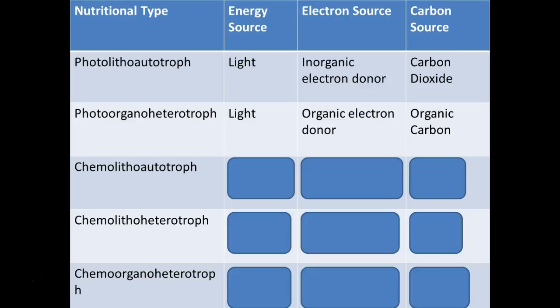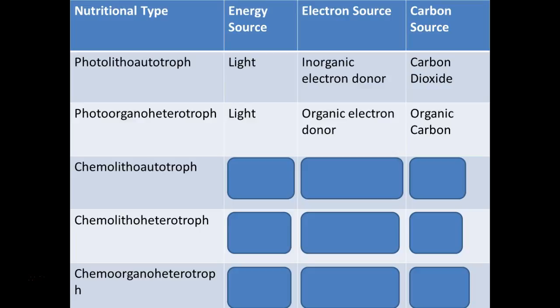So chemolithoautotrophs, in this case, their energy is in a chemical form. They're not using light. They're using some type of molecule to get energy from it. You don't know what type that is until you look and see where their electrons are coming from. Because if they're using chemical energy, that molecule they're using for the energy is also where the electrons are coming from. So if they tell you where the electrons are coming from, you actually know what type of chemical energy it is specifically, whether it's organic or inorganic.